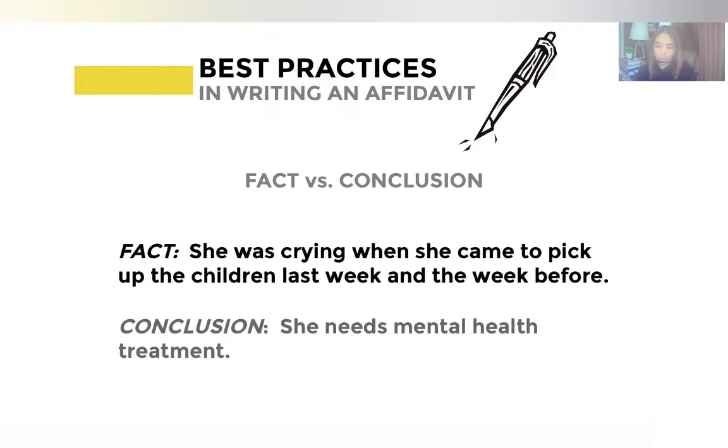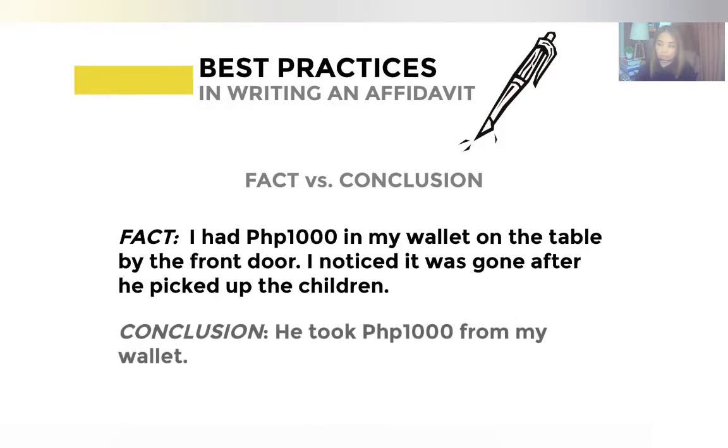Example number 3. A factual sentence would be, "She was crying when she came to pick up the children last week and the week before." On the other hand, a conclusion would sound like, "She needs mental health treatment." More examples. The fact: "I had 1,000 pesos in my wallet on the table by the front door. I noticed it was gone after he picked up the children." And then in conclusion, "He took 1,000 from my wallet."